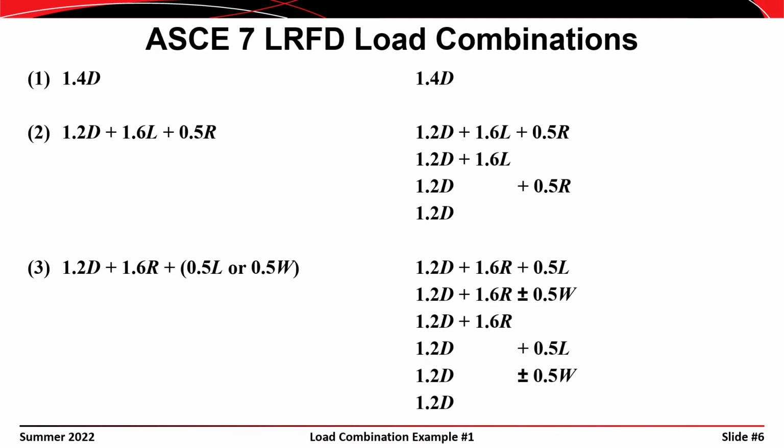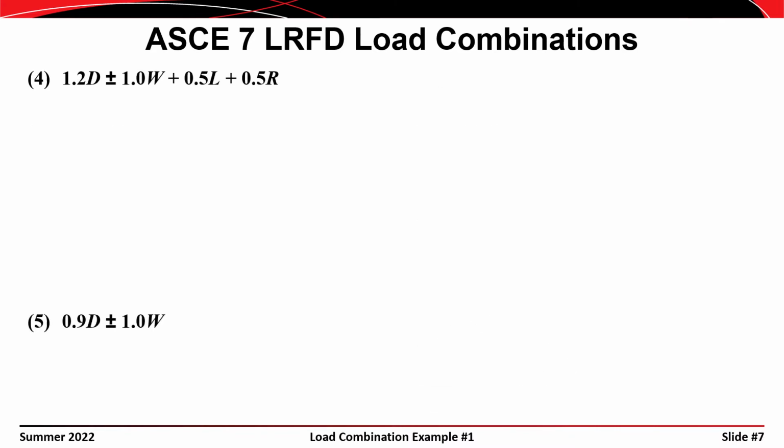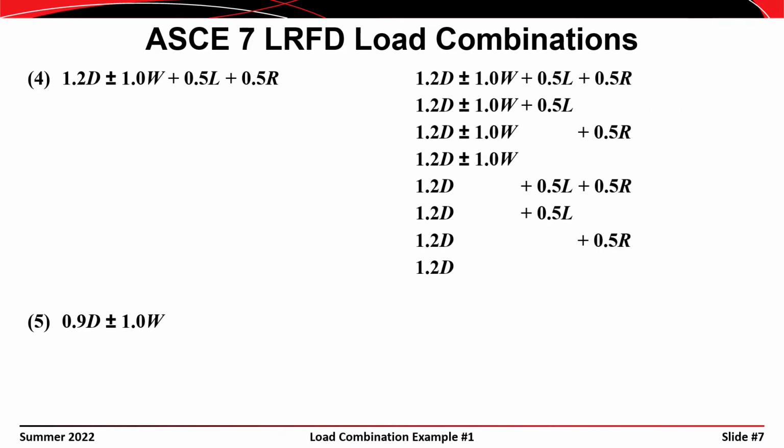Next, we'll apply the same idea to load combination number 3, which includes live load and wind load and roof load. Applying the same idea to load combination number 4, we end up with these 8 permutations. And when we apply it to load combination number 5, we end up with these 2 permutations.